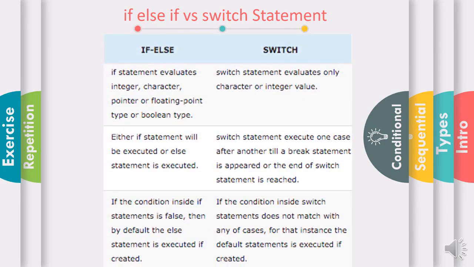Here are some more differences between if else and switch statement. If else statements can evaluate integers, characters, pointers, floating point data types or boolean type, but switch statements only evaluate characters and integers. It cannot evaluate floating point, pointers and boolean data types. We will study pointers in chapter number 7.